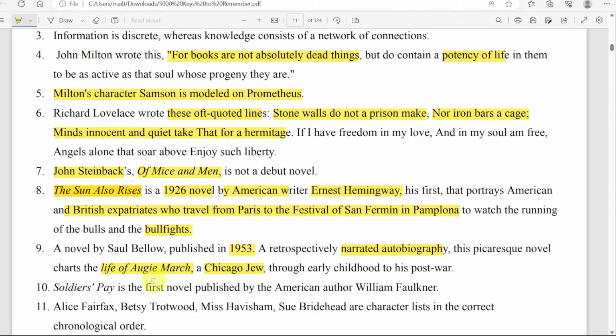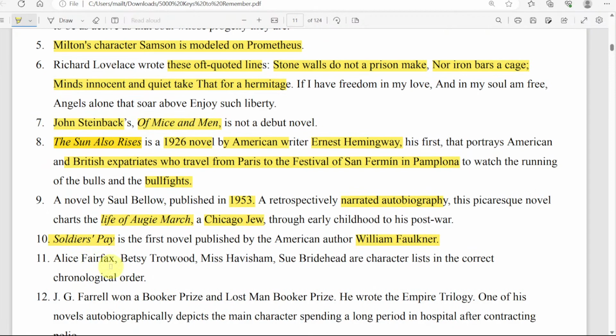Soldier's Pay is the first novel published by the American author William Faulkner. So Faulkner's first novel was Soldier's Pay. Alice Fairfax, Betsy Trotwood, Miss Havisham, and Sue Bridehead. They are all important characters from Charles Dickens, and they are chronologically ordered. So these characters are chronologically ordered.